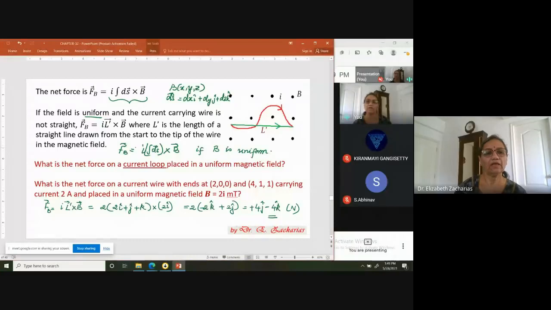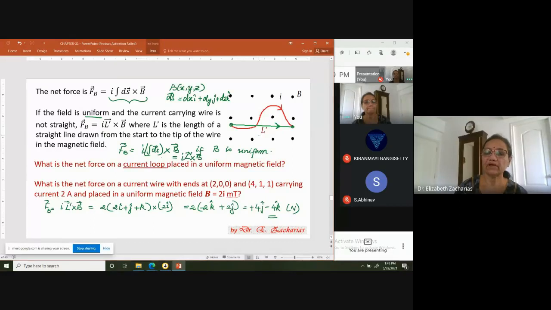Okay, now look at this. What will be integral ds? I start my integration here and end my integration here. This is my wire in a uniform magnetic field. So when I do an integration from here to here, what I am going to get is I L prime cross B. And what is L prime? Listen carefully. L prime is a vector that you get by connecting the starting point to the ending point. The direction is as indicated here, and the length is L prime.